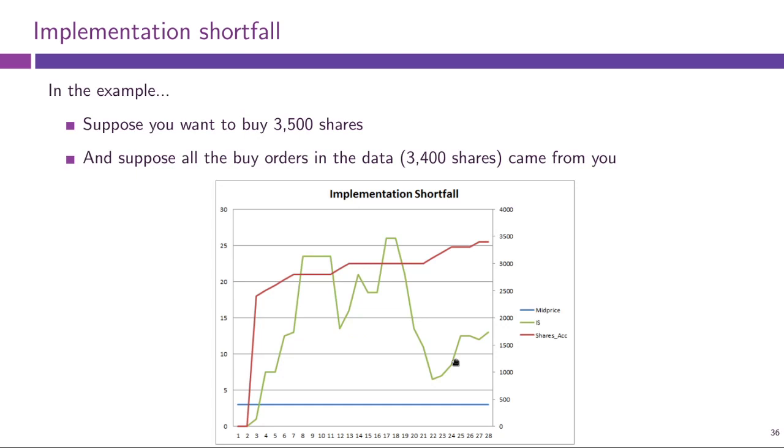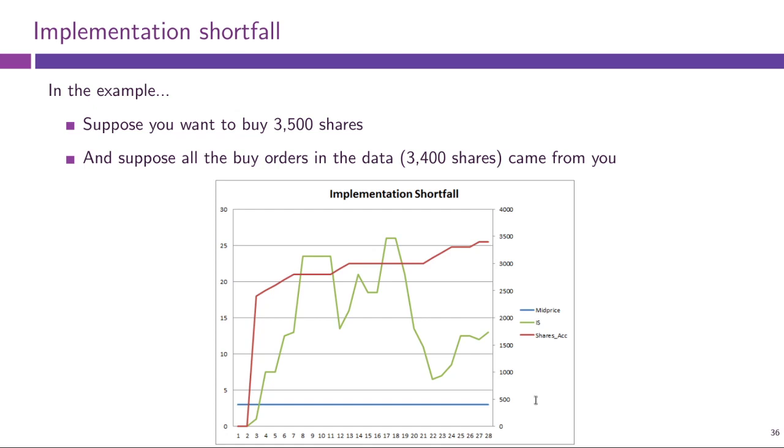Now you can calculate this implementation shortfall in our example, but you would need to just accept some parameters or come up with some goal. And for our story, we can say that suppose you want to buy 3,500 shares at the beginning of the trading day, and suppose that all of the buy orders that we observe in the data come from your broker, and among the first 30 transactions, there are 3,400 shares worth of buy orders. So these all came from you, meaning that your broker managed to almost fully execute your order across these first 28 transactions.